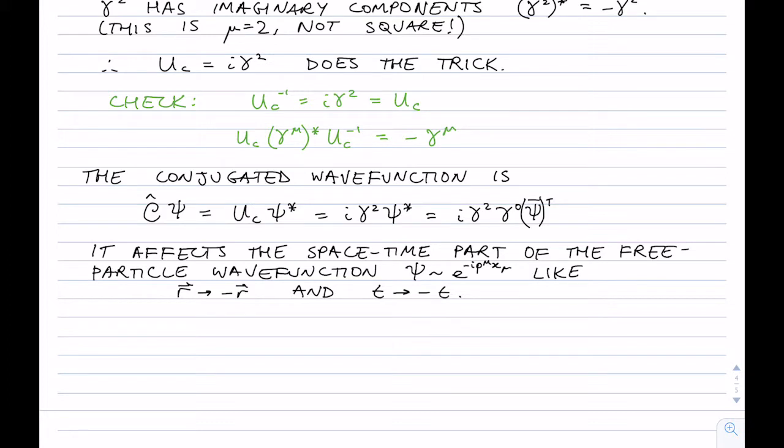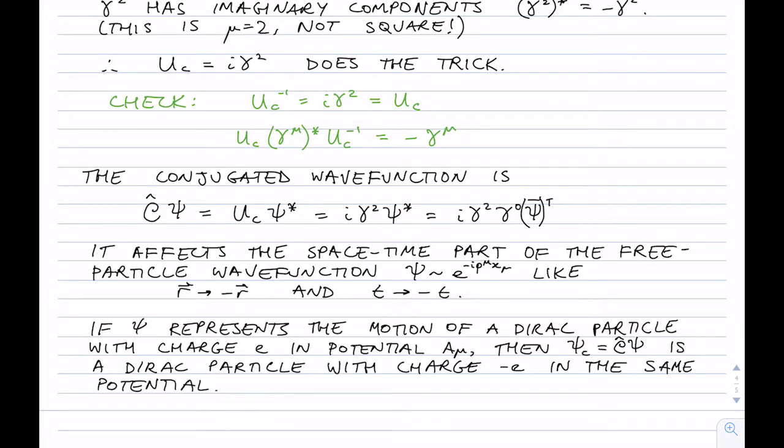And what we'll find is that if the wave function represents a Dirac particle with charge plus e in some potential A mu, then the charge conjugated one represents the motion of a Dirac particle with the same mass but negative charge in the same potential. So hopefully you've paused the video and had a little play with charge conjugation to get a feel for it.